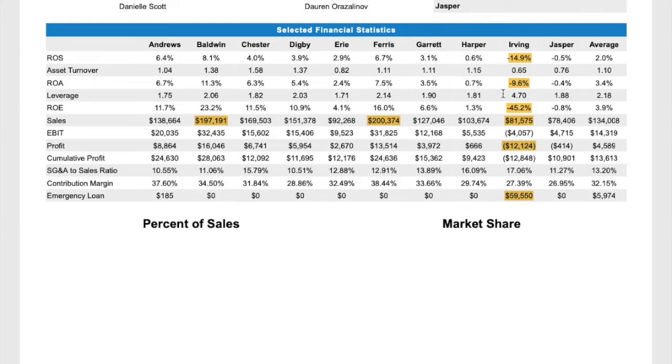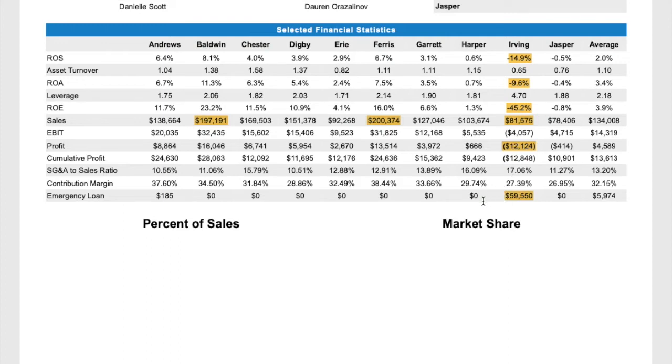ROA, ROS, and ROE are pretty important. They directly impact your team's performance. And also we can see the profit here. It's negative for Team Irvin. You need to really focus on how you spend your money, and also have a better projection.